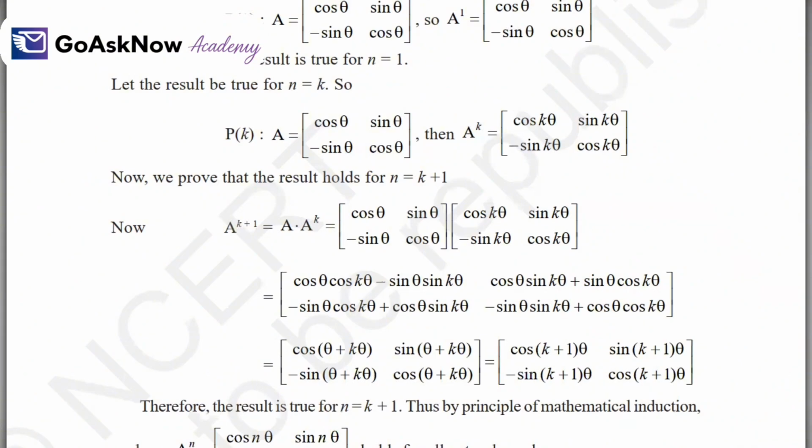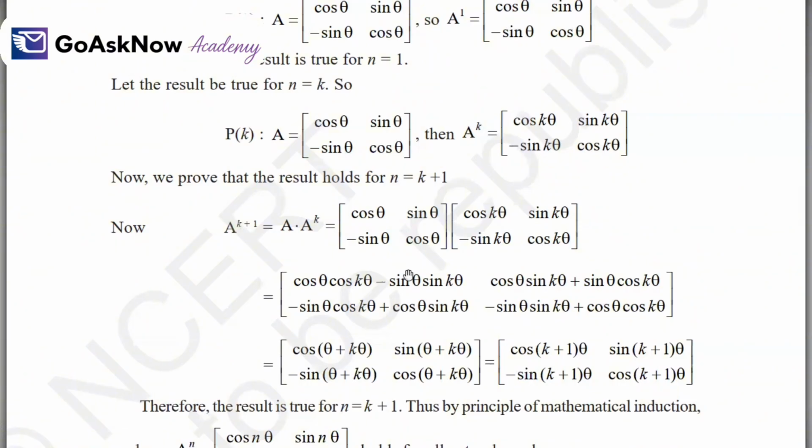You can write A^(k+1) as A into A^k. So it can be written as the matrix [cos θ, sin θ; −sin θ, cos θ] into [cos kθ, sin kθ; −sin kθ, cos kθ]. Now take the product of these two matrices. You will get [cos θ cos kθ − sin kθ sin θ, cos θ sin kθ + sin θ cos kθ; −sin θ cos kθ − cos θ sin kθ... and −sin θ sin kθ + cos θ cos kθ]. Okay.